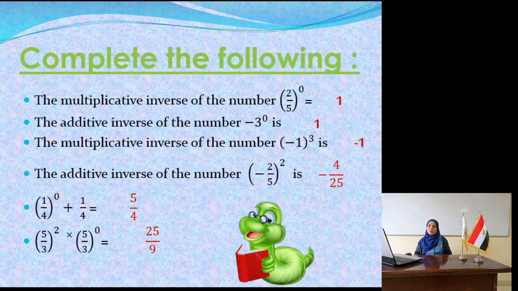5 over 3 to the power 2 multiplied by 5 over 3 to the power 0. Get the result of the first bracket, it will be 25 over 9. Multiply by 1 equals 25 over 9. Let's move to slide number 10.